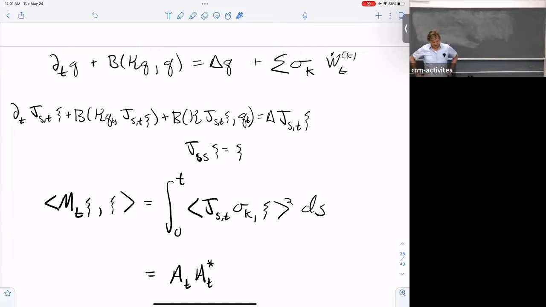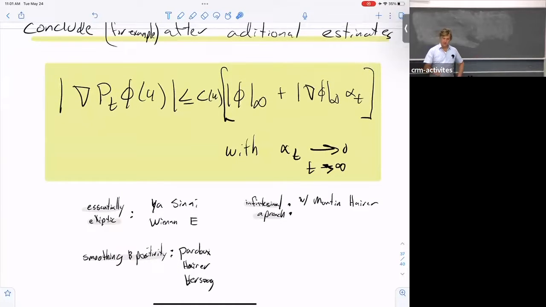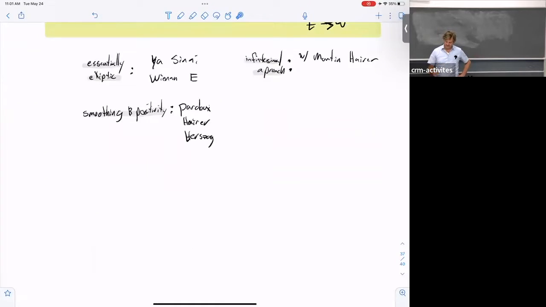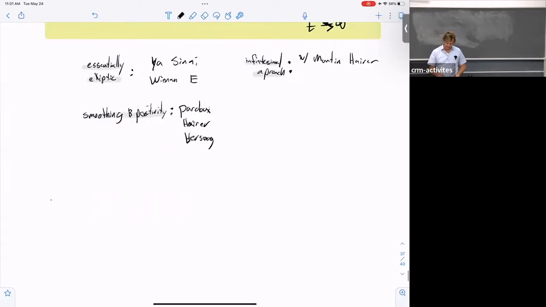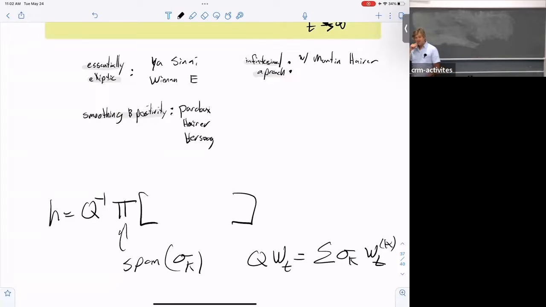All right. So what I want to talk about now, where were we? When we last left our heroes, we were wondering how we might deal with proving such an estimate. We had this estimate H equals Q inverse of some stuff projected down onto some low modes, and this was the span of the sigma k's. That was my QW_t, which was just the sum of sigma k w k t. So the sigma k's are my directions in the function space that I'm forcing.